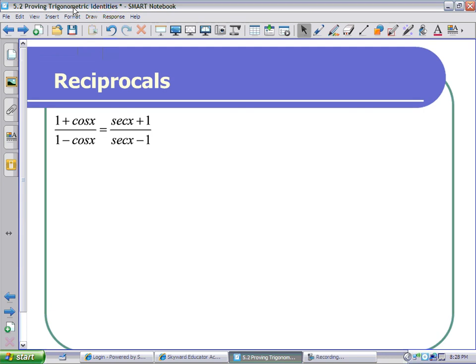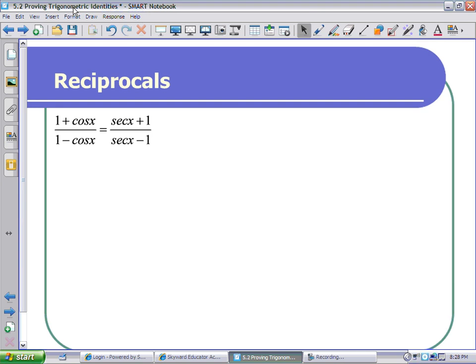Now we're looking at proving trig identities using reciprocals. We start off with the equation (1 plus cosine x) over (1 minus cosine x) is equal to (secant x plus 1) over (secant x minus 1). Neither side, again, is messier than the other, so you can choose either side to work with.